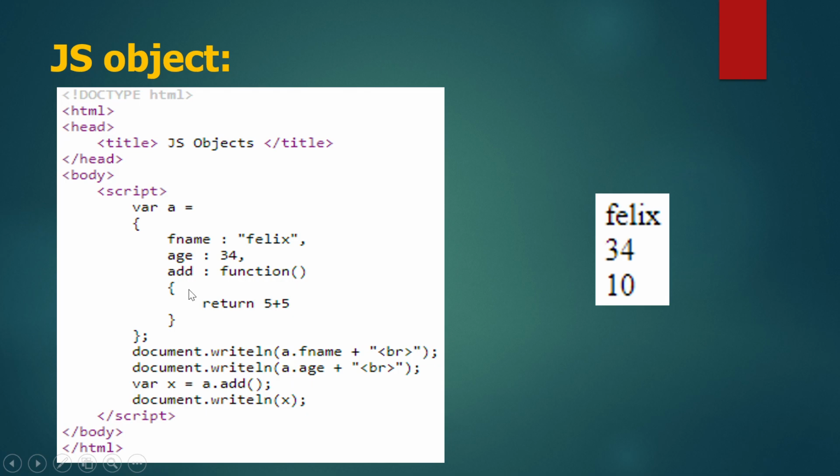Here we have declared the function, but we haven't told what that function does. So we are using the return statement, and we are telling it to add like 5 plus 5. So we are calling that function here, and we are storing the called function in a variable to print easily. So x is equal to a.add means whatever the variable a is declared, and whatever the function which is declared in a will be called here and will get printed. So we got the output as a.fname Felix 34 and then 10.